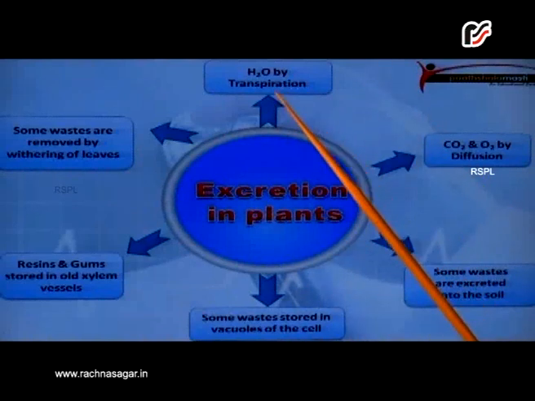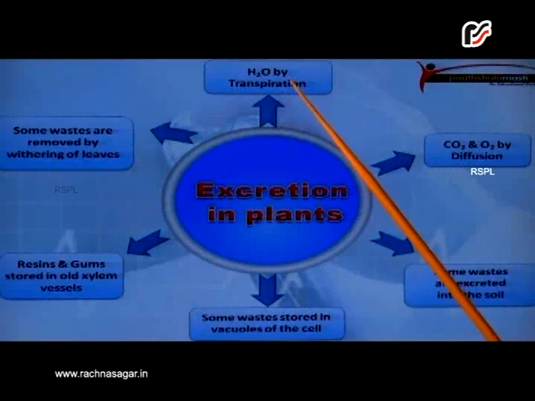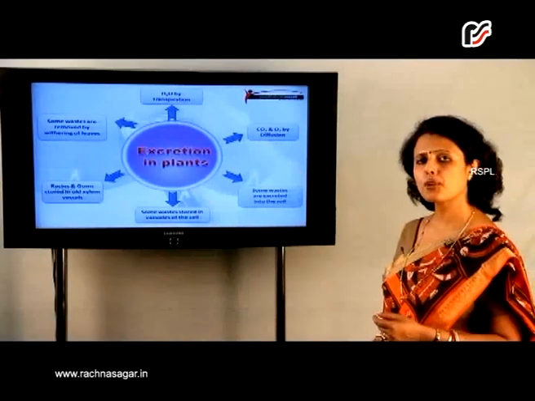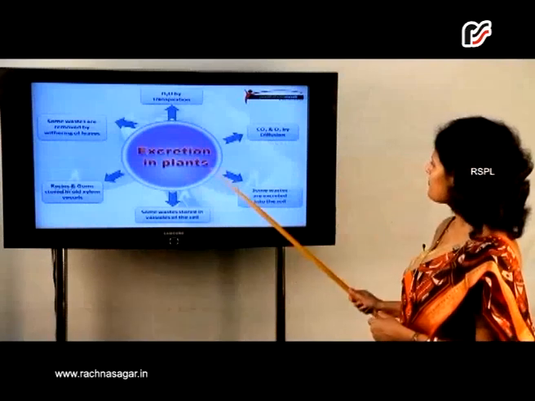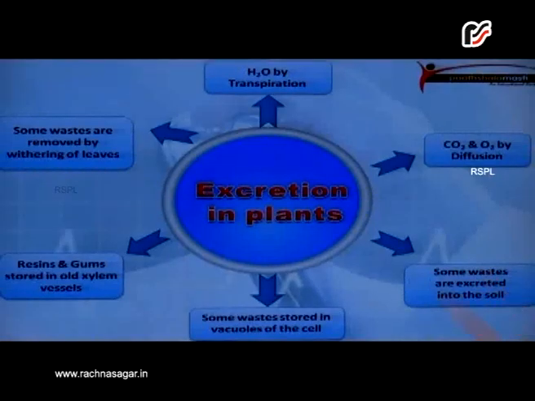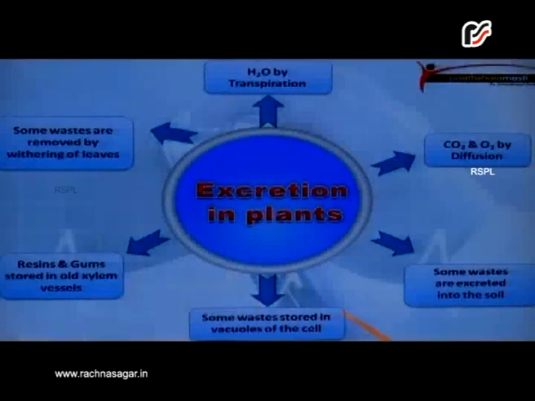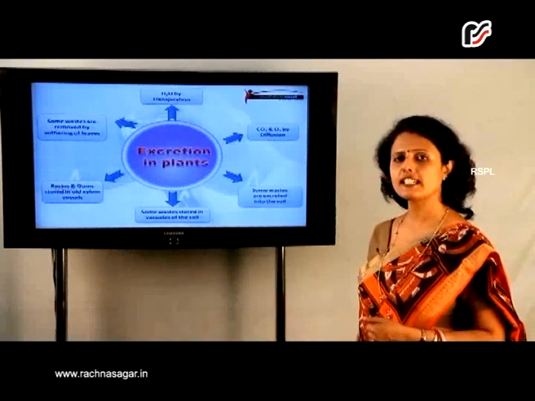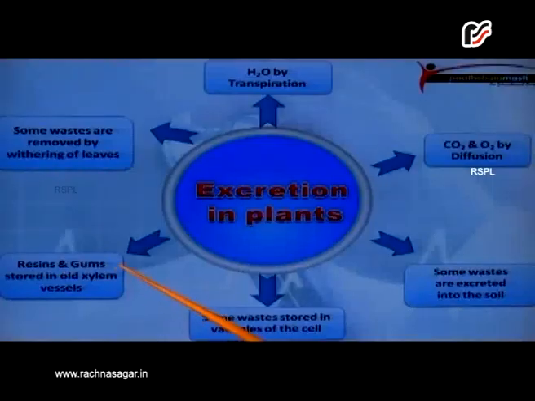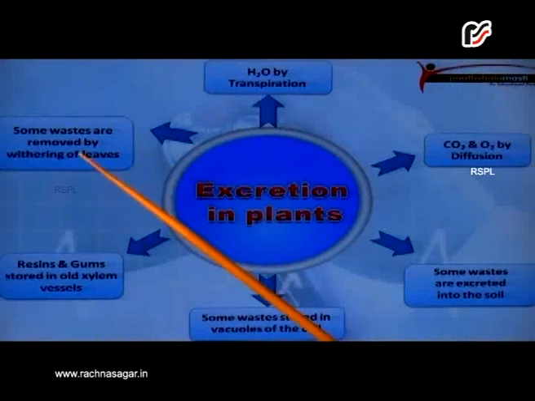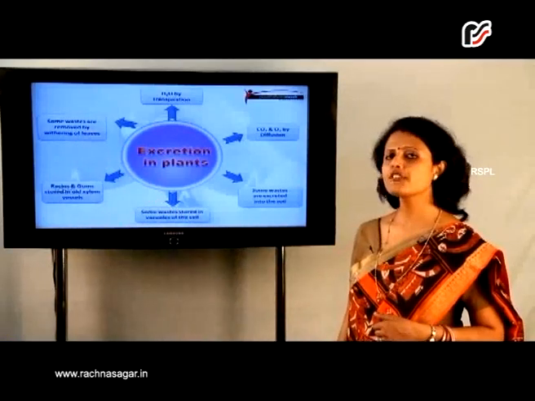First, the excess water from the plant body is released by the process of transpiration. Gases like CO2 and oxygen are thrown out of the plant body by the process of diffusion. Some wastes are excreted directly into the soil by the roots of the plant. Some wastes are stored in the vacuoles of the plant leaf cells. Resins and gums are sometimes stored in old xylem vessels. And last but not the least, some wastes are removed by the withering of leaves.